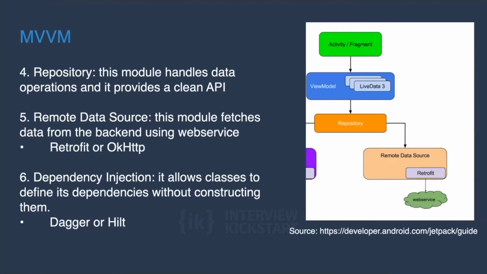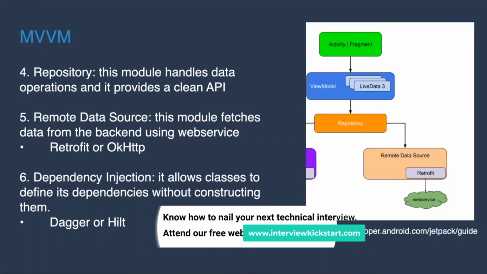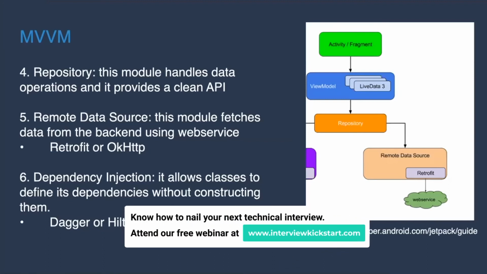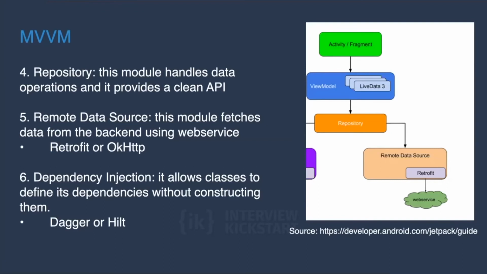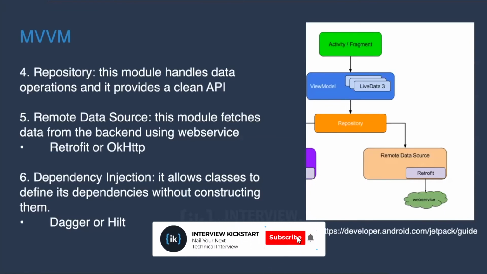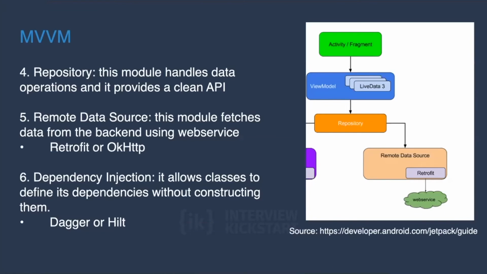But remember, if you do that, that actually violates the separation of concerns principle, because the viewModel is responsible for doing multiple things here. We don't want to do that. So what we want to do is delegate this data fetching process to another module. And that module here is the repository module. The repository module will handle all the data operations, and it provides a clean API so that the rest of the app can retrieve this data easily.